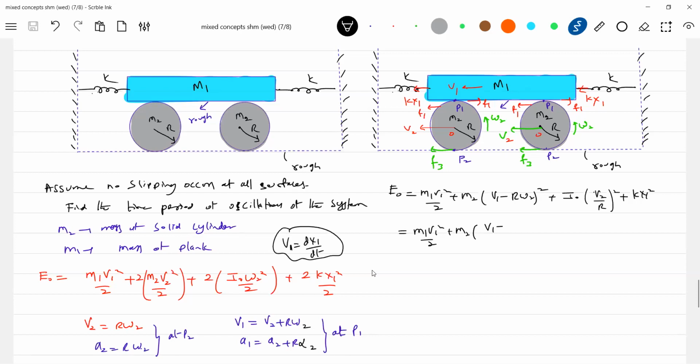Omega 2 I write as V2 by R, and further V2 I'll write as V1 minus R omega 2. R alpha 2 I can write as A1 minus A2.